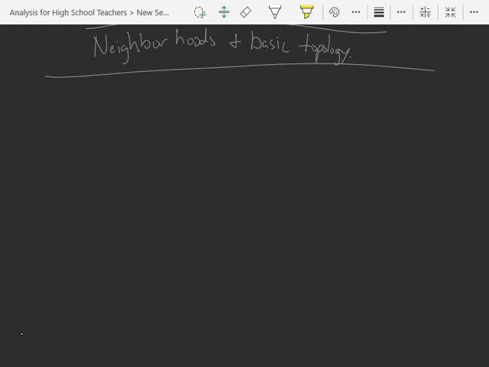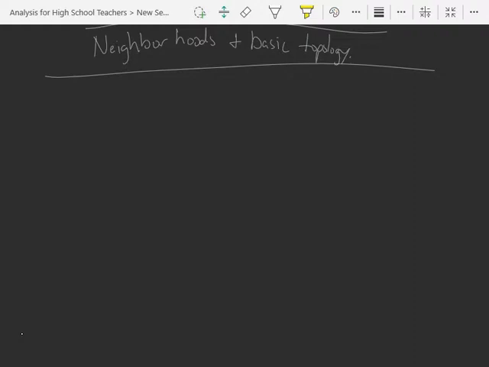Okay, let's talk about neighborhoods and basic topology. Topology is the study of continuous functions and limits. Calculus tells us how derivatives and integration work, but to do that we need limits. So we have to start with some basic topology in order to build up what we mean by a limit. And to get to what is a limit, we need to know what a neighborhood is.